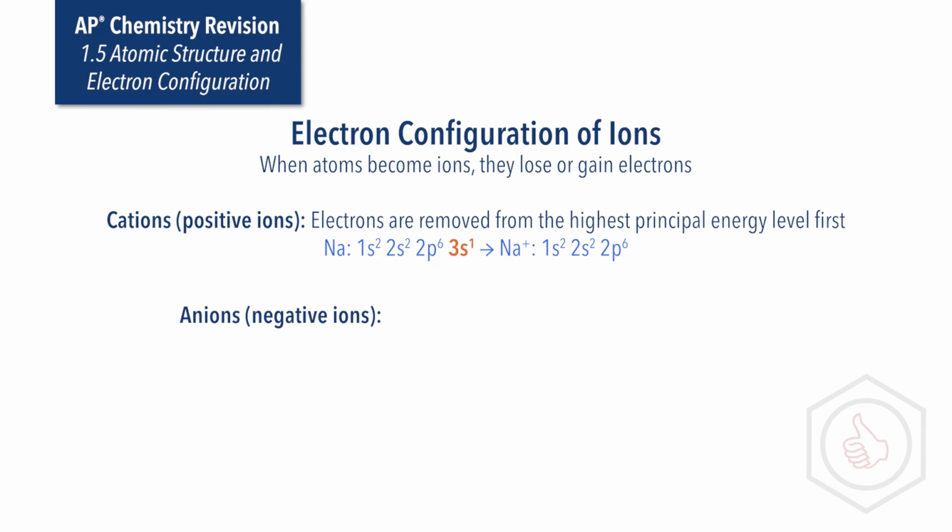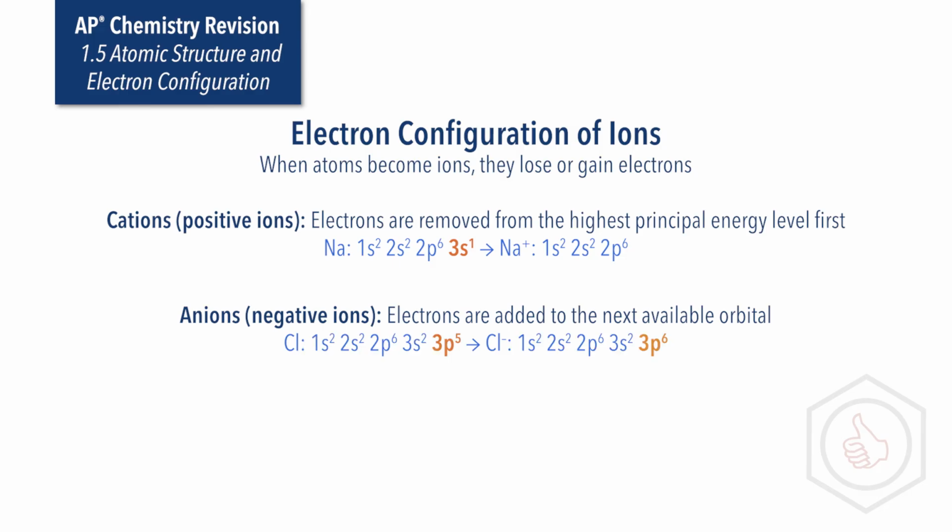Anions are negatively charged ions that are formed when atoms gain electrons. The gained electrons go into the next available orbital within the atom. For example, when an atom of chlorine gains an electron to become a chloride ion, the extra electron goes into a space in a p orbital in the 3p subshell, giving a complete configuration of 1s2, 2s2, 2p6, 3s2, 3p6.